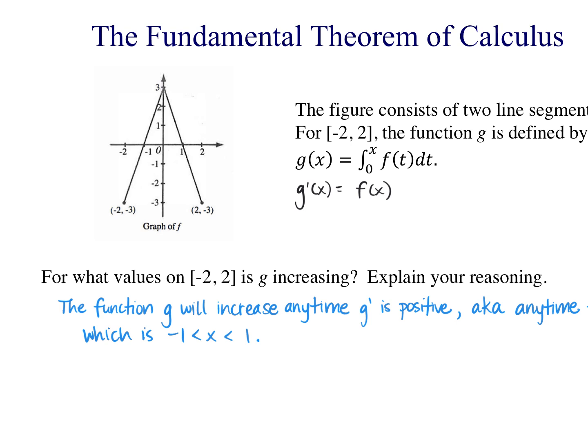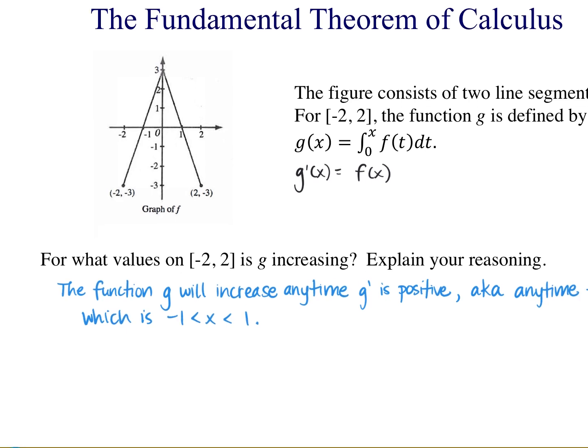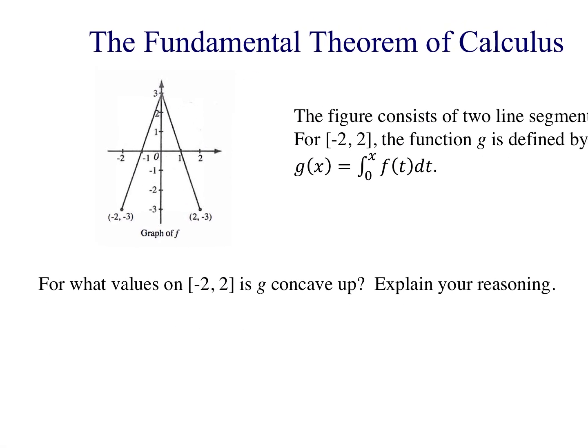We could ask a converse question. What are the values when g would decrease? We would answer it in a similar way. The function g will decrease anytime g prime is negative, aka anytime f is negative. And then you need to focus in on the intervals of f which are below the x-axis. Again, not the area of f, not the slope of f, simply the values of f which are below the x-axis.